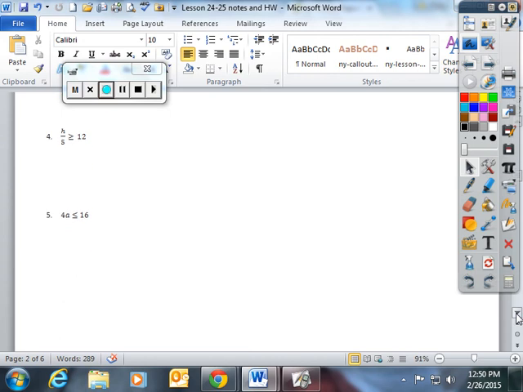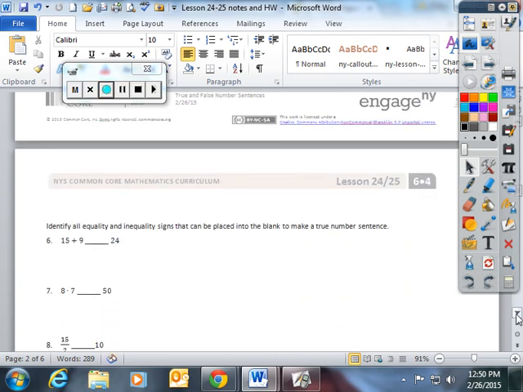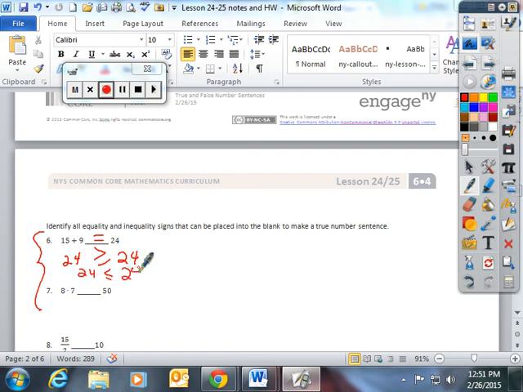Also in class, we worked on putting in an equality or an inequality to make a true number sentence. So the first time students looked at this, 15 plus 4 is 24. They were very easy to throw in that as the only possible answer for the blank, but 24 could also be greater than or equal to 24, and 24 could also be less than or equal to 24. So this was a huge part of this section of the lesson.